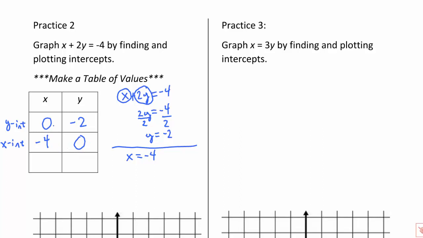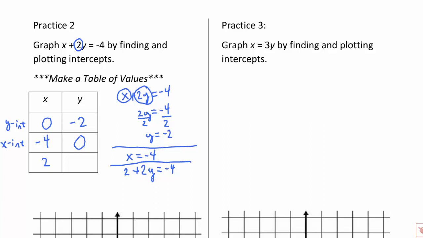Now, in class I told you to see what the difference is between these two, 0 and negative 4. That difference is 4. So I could go to negative 8 if I want to, or 0 plus 4 gives me 4, and I could do a value of 4 here. But what I really want to do is look at the number in front of y. Notice that the number in front of y is an integer, and that's how much I'm going to go up by. So instead of 4, I'm just going to do 2 to show you that you can use this as well. So I'm going to let x be 2, and that gives me 2 plus 2y is equal to negative 4.